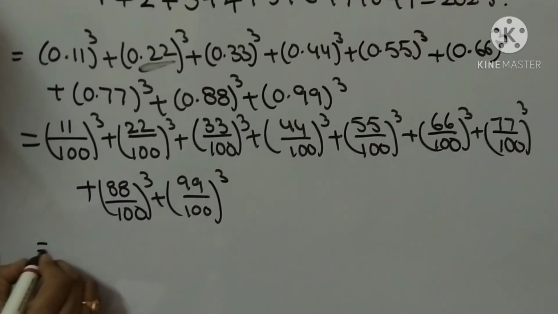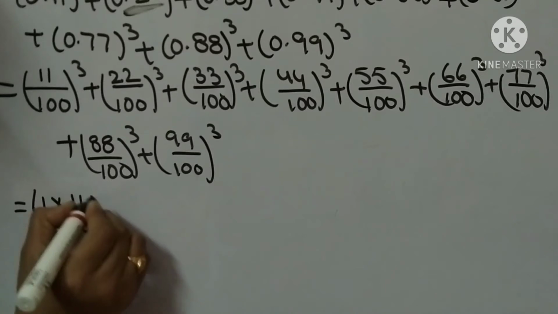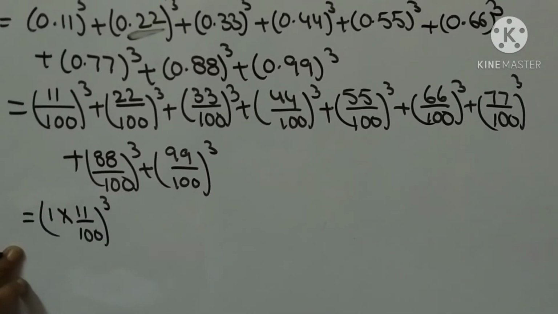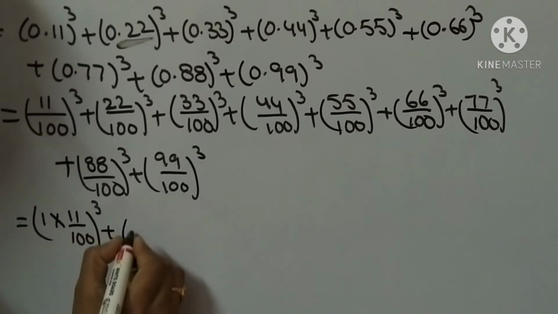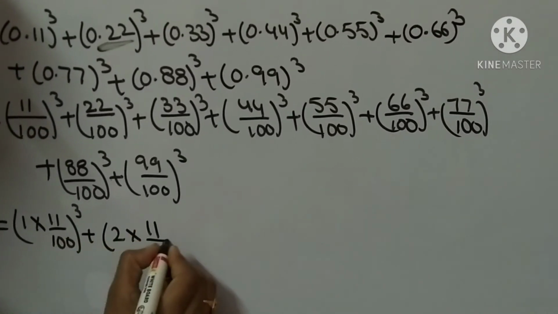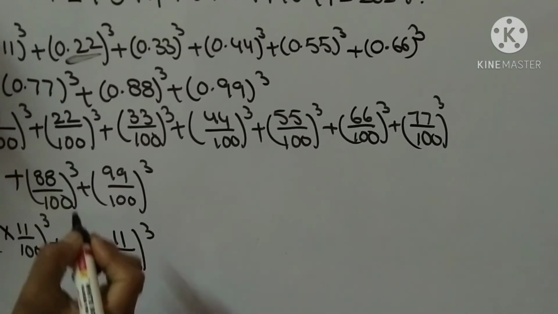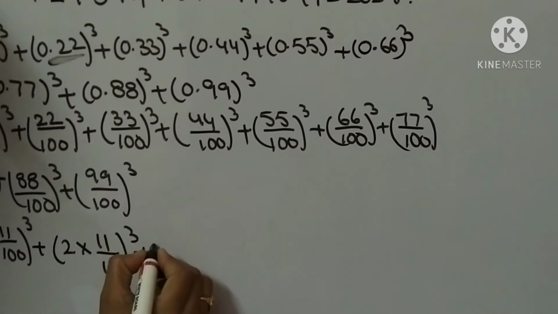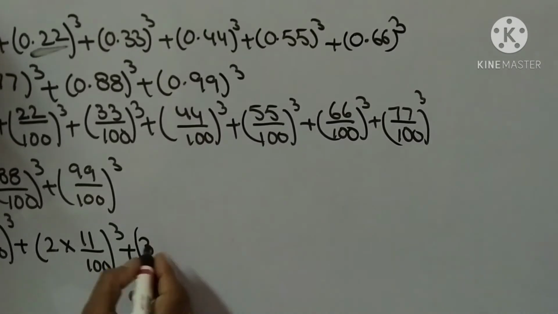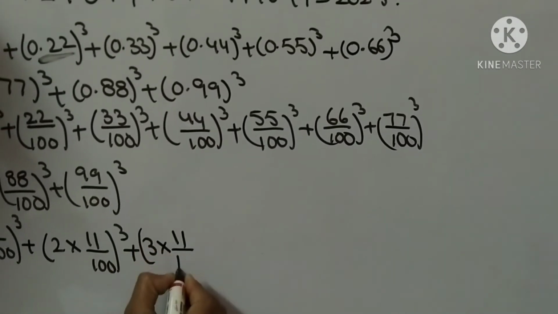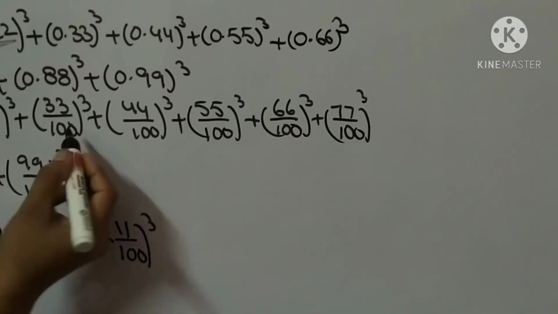So here, 1 into (11 by 100) whole cube. Okay, I will separate the multiplication. 1 into (11 by 100) whole cube, plus 2 into (11 by 100) whole cube. 2 11s are 22 by 100. Plus 3 into (11 by 100) whole cube. 3 11s are 33 by 100.